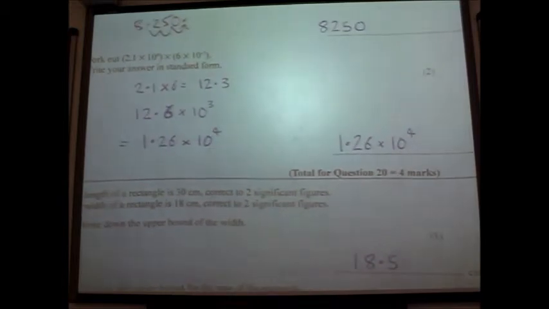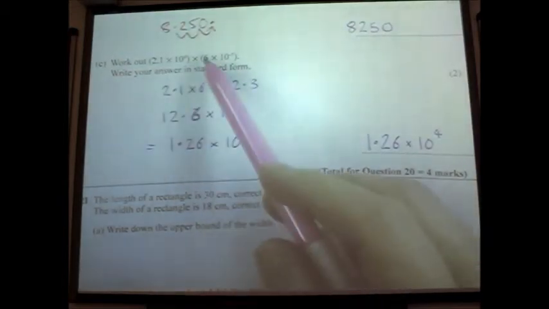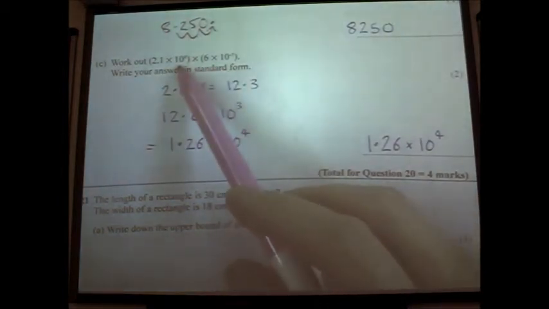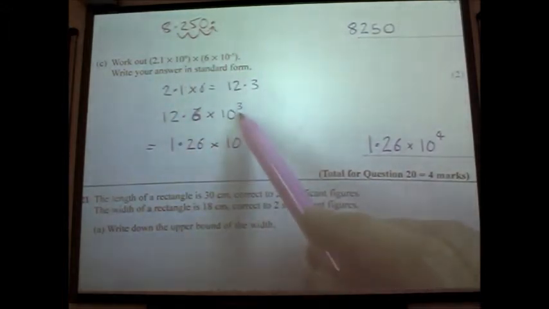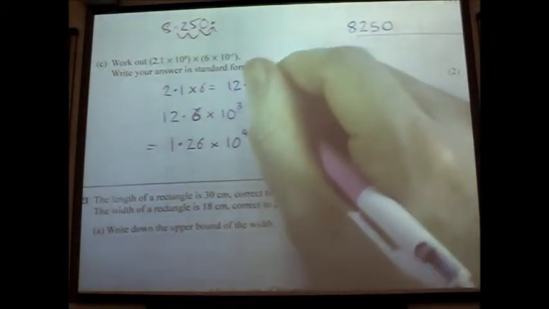And the bottom one here is a bit nasty. What I did was did 2.1 times 6, which is 12.3. And I've done 10 to the power 8 times 10 to the minus 5, because index laws here means we just have to add them. So that gives you minus 3. So you end up with, very sorry, this should be 12.6, shouldn't it? Change that.